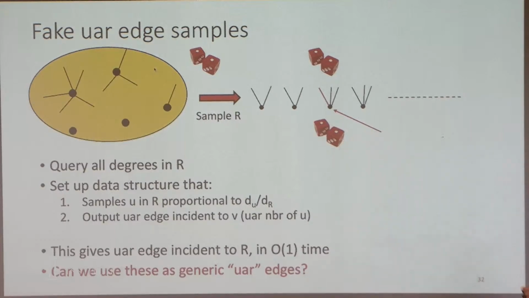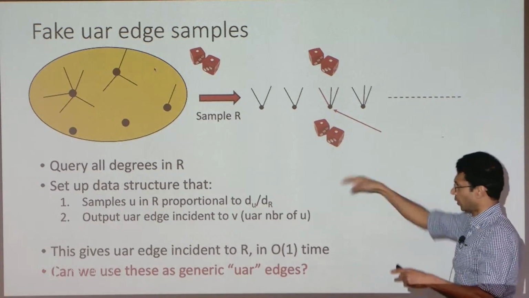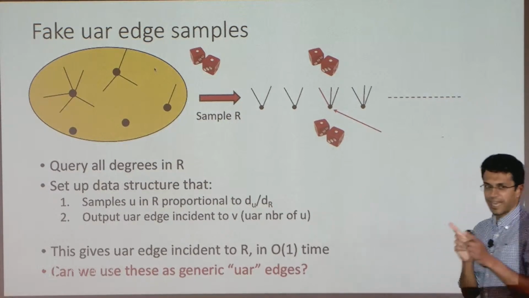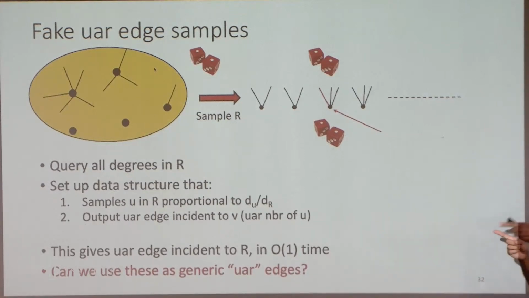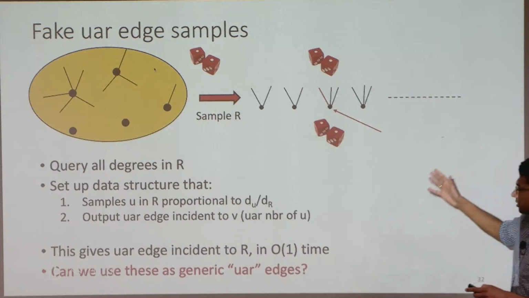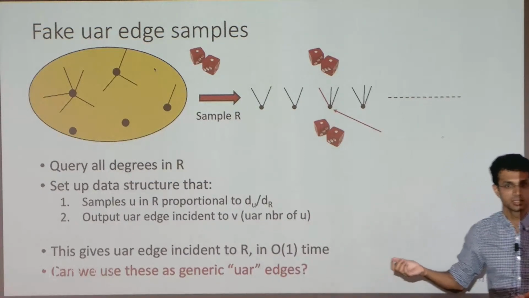So in this model, you only assume that you have access to random vertices and then a random neighbor? Correct. And then you also need to be able to query the degrees. And to check for triangle closure, given 2 vertices, you have to be able to check if that's an edge. But all of those are necessary for this. And so you use these as generic uniform at random edges.